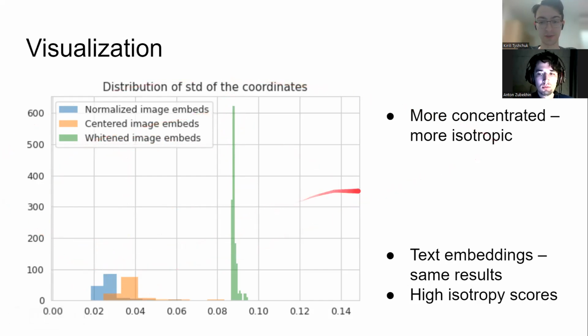All of the above results were measured on the distribution of the embeddings of the images, but on the text embeddings, the plots are almost exactly the same. So the results are also the same. And we can see that compared to the BERT models, the isotropy is better.